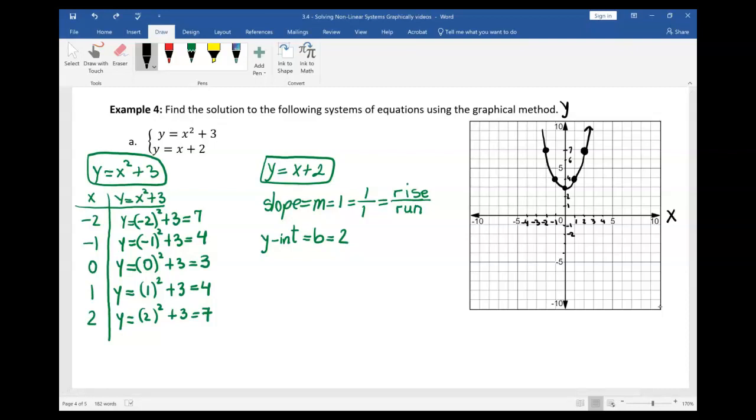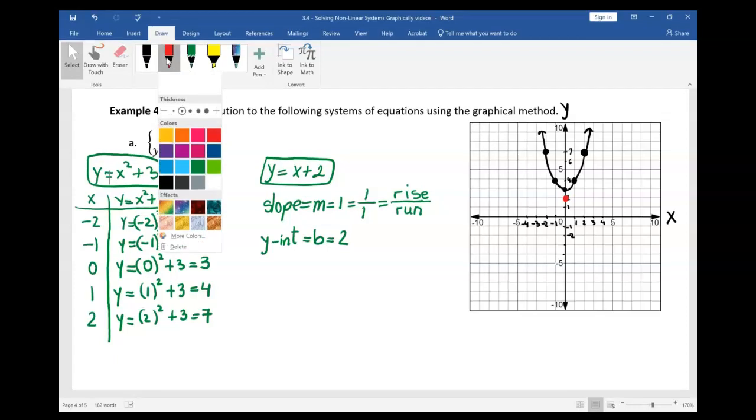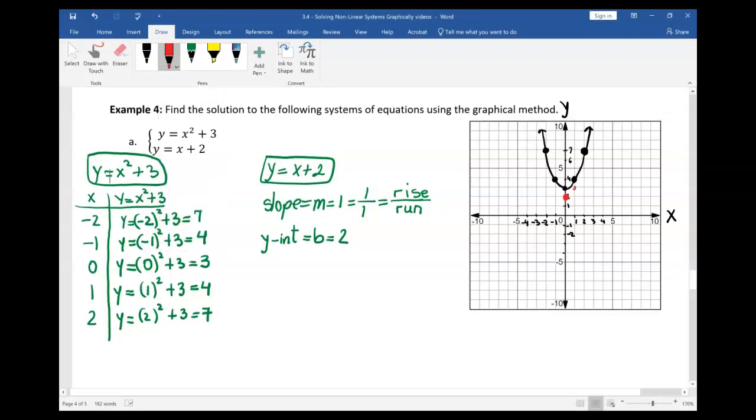Next, we are going to plot the line by first plotting the y-intercept. On the y-axis, we're going to plot the point number 2, the y-intercept. Now, let's look at the slope. The slope is 1 over 1. So that means we're going to move 1 unit up, 1 unit to the right. And now plot the second point right here. Connect the 2 points. I recommend you use a ruler. And this is our line, the line for the second equation.